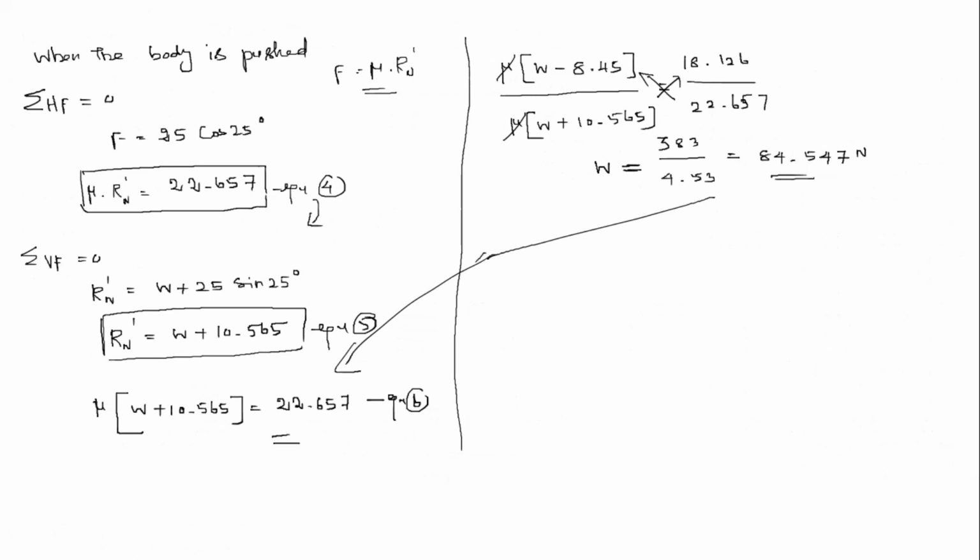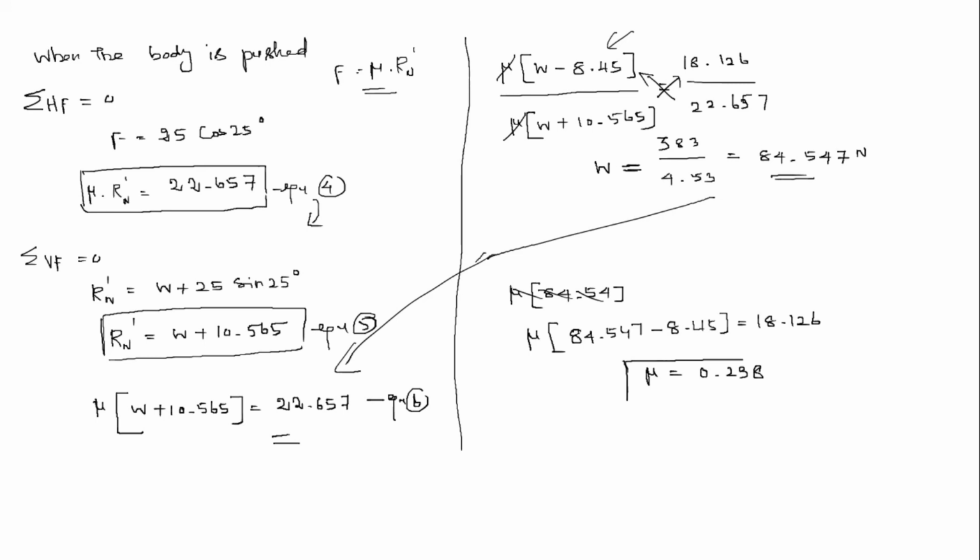Now, mu into 84.547, I am substituting in this equation, right, minus mu into 84.547 minus 8.45, which is equal to 18.126, right. So, now mu is equal to, what is the value, 0.238, right. So, this is the value, clear.